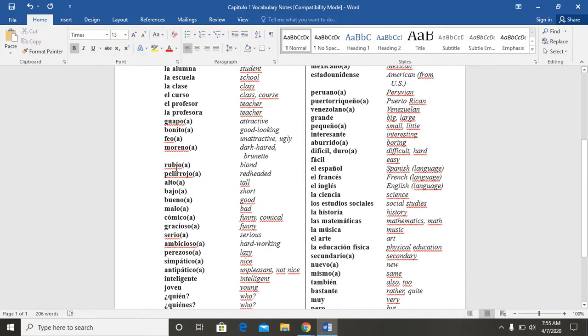You also have, as you can see, starting from guapo, all right? You can edit this because I gave it to you as a Word document.